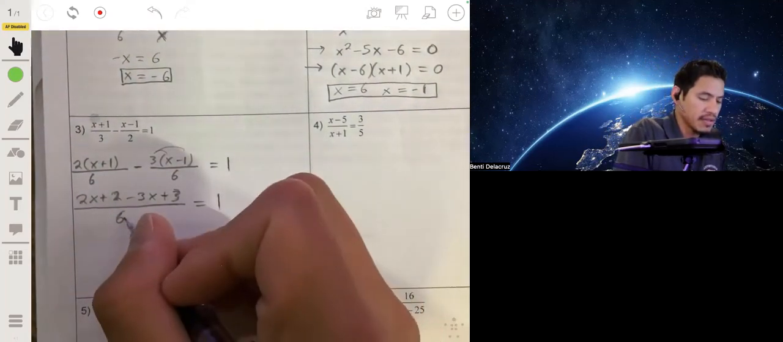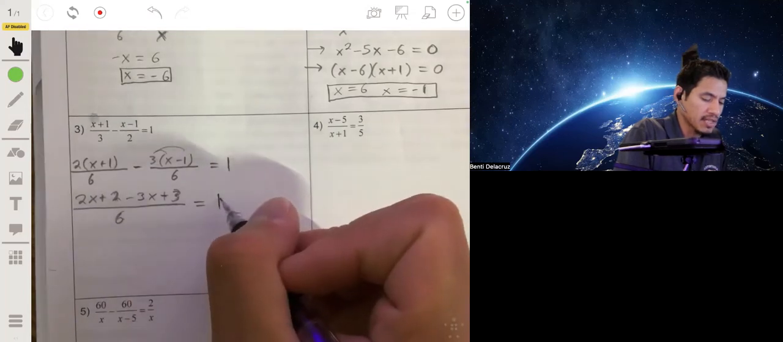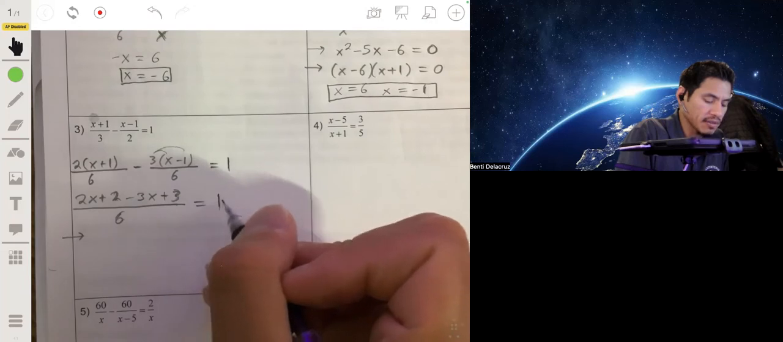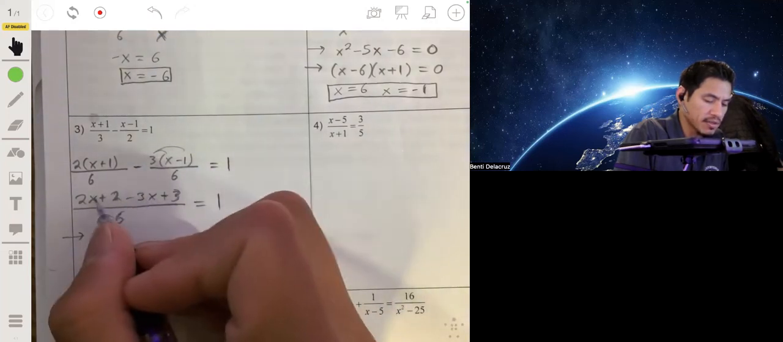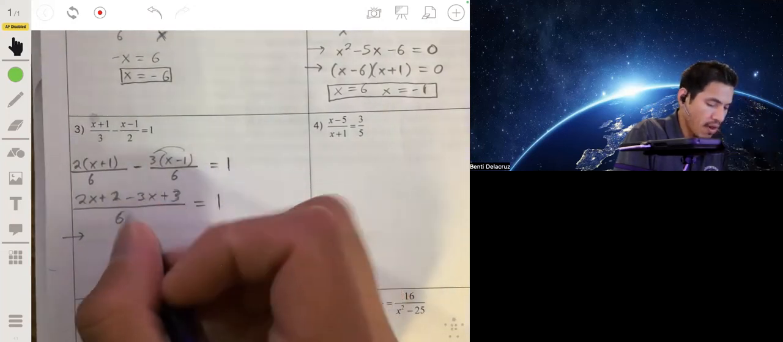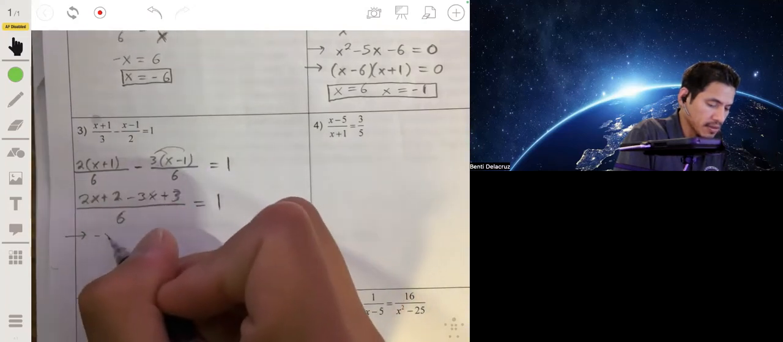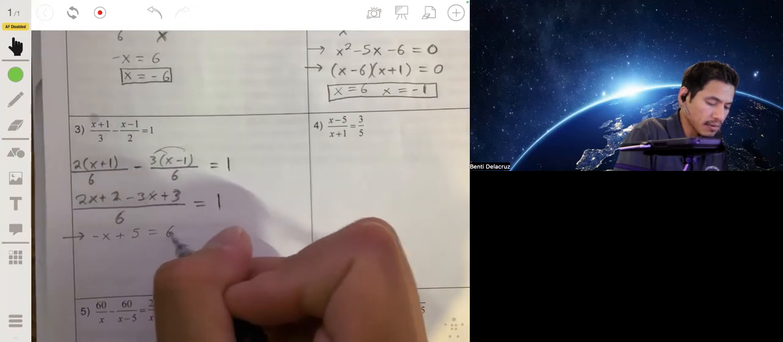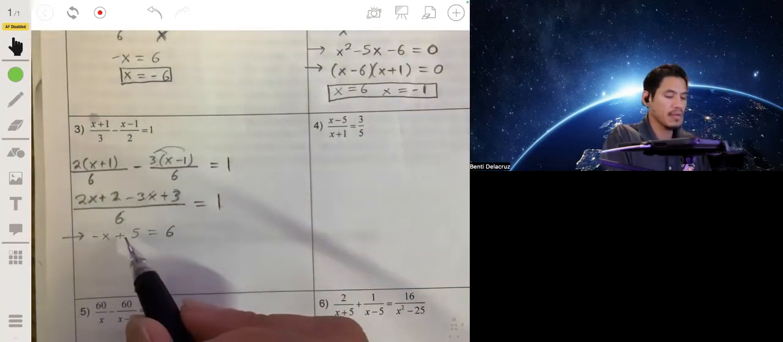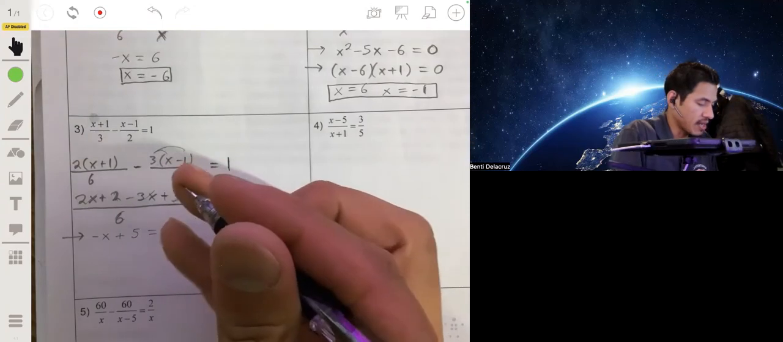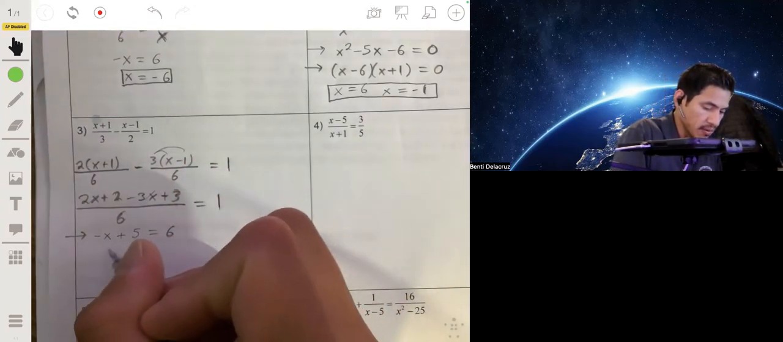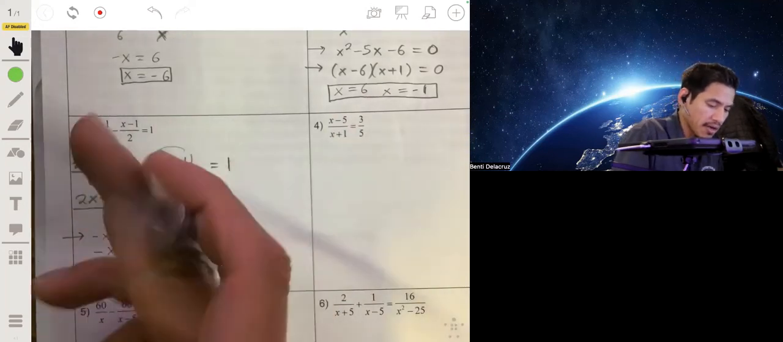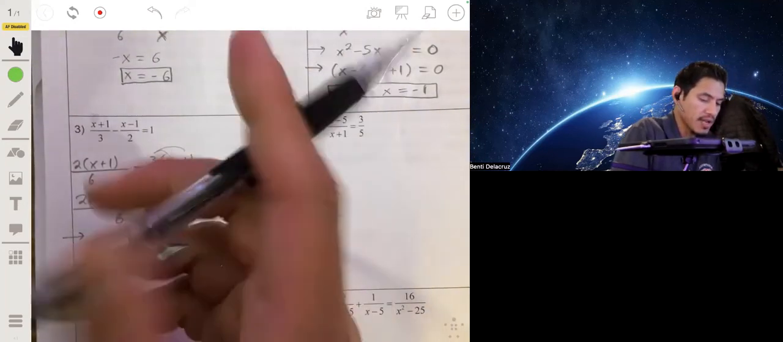And so to eliminate this denominator, we're going to multiply both sides by 6. So we'll get this side equal to 6, and we can simplify this numerator, 2x minus 3x. We'll get negative x, 2 plus 3 plus 5, and equal to 6. Take away 5 from both sides, and we'll get negative x equals just 1. And so then x will be negative 1.